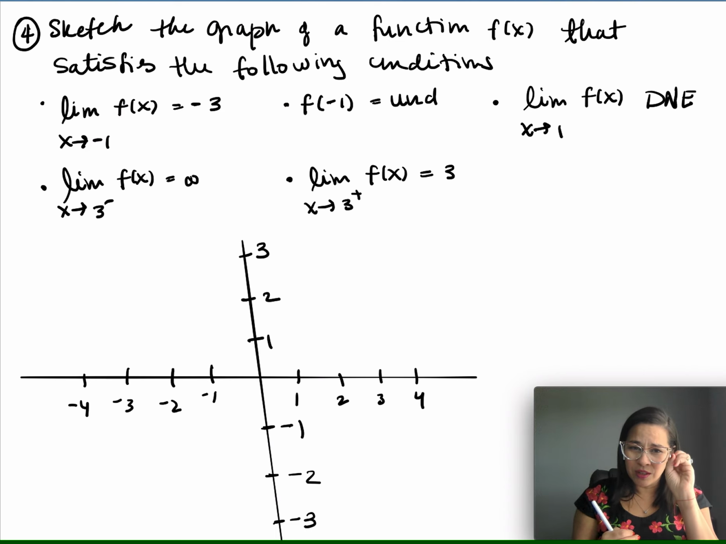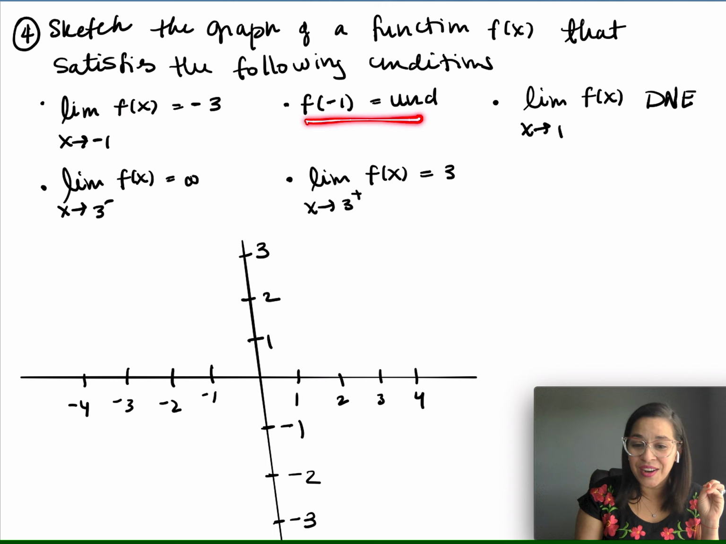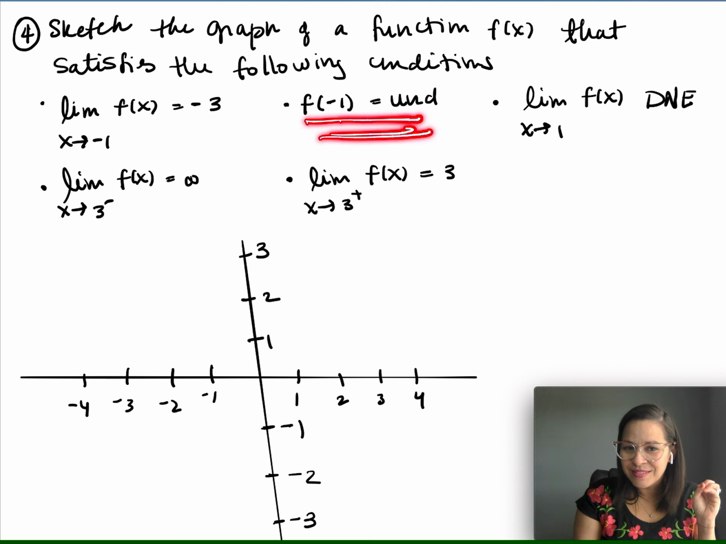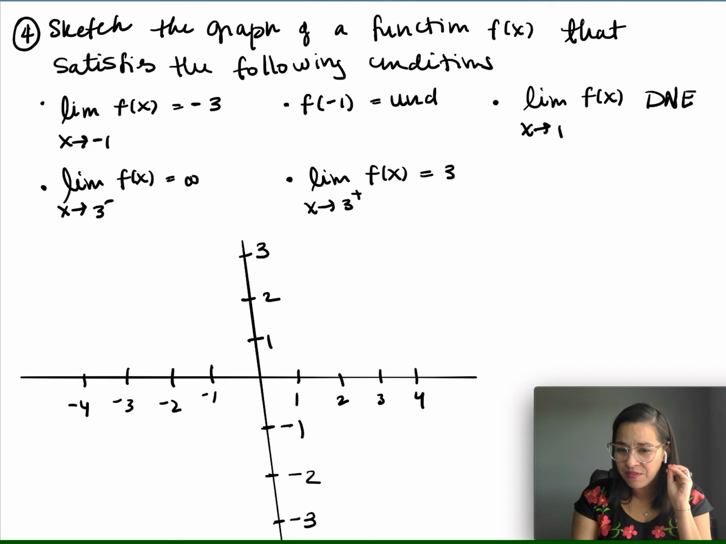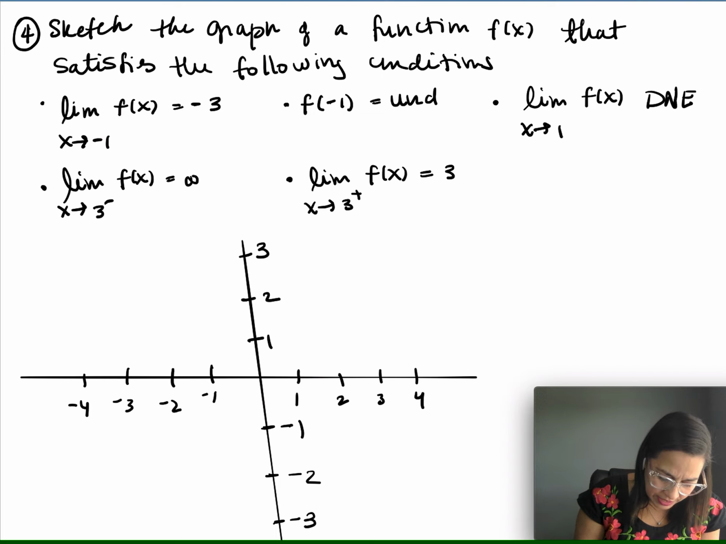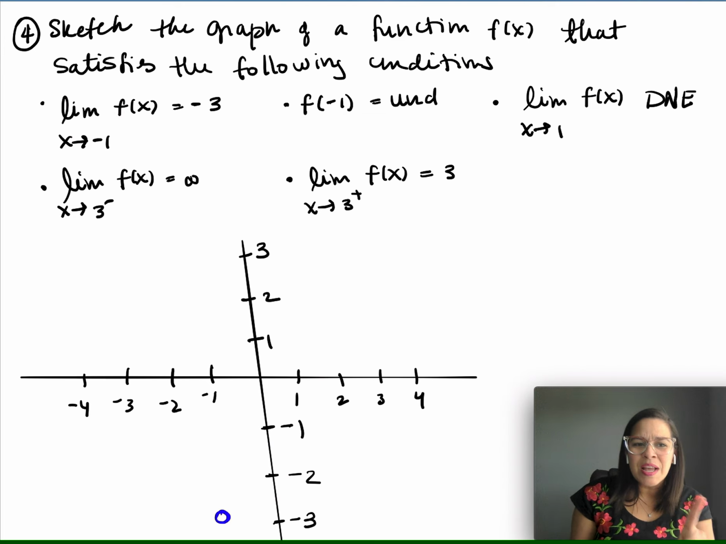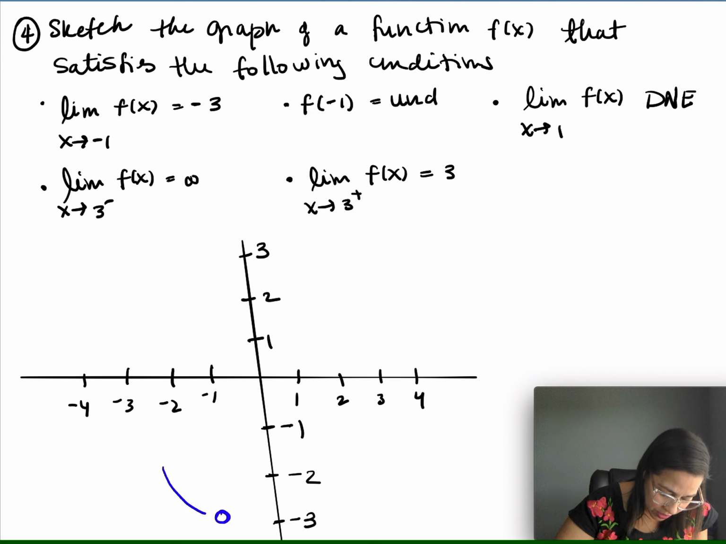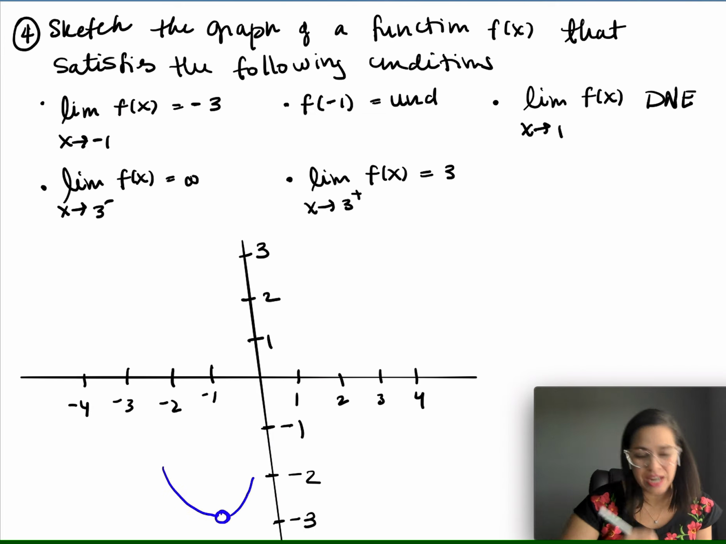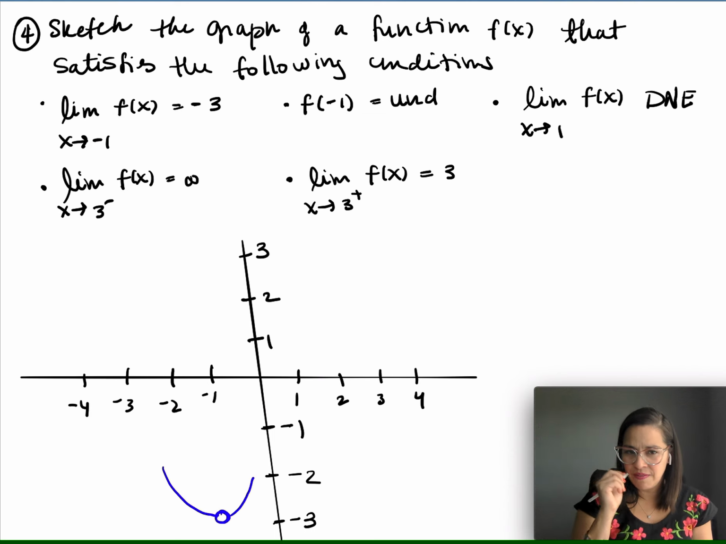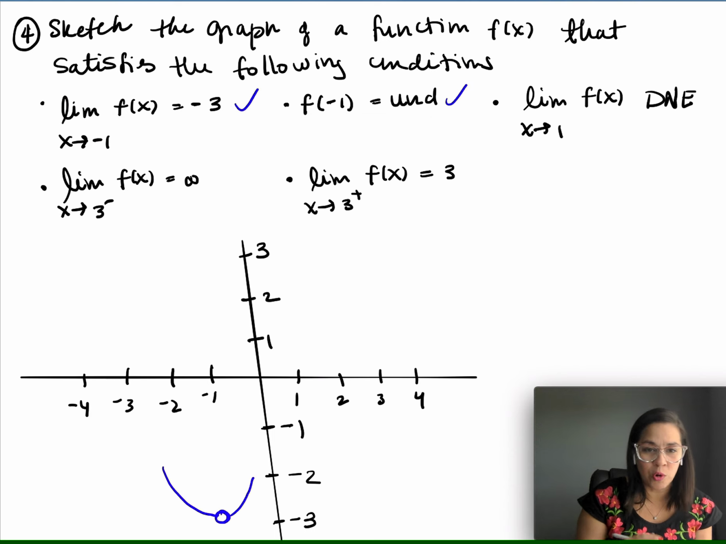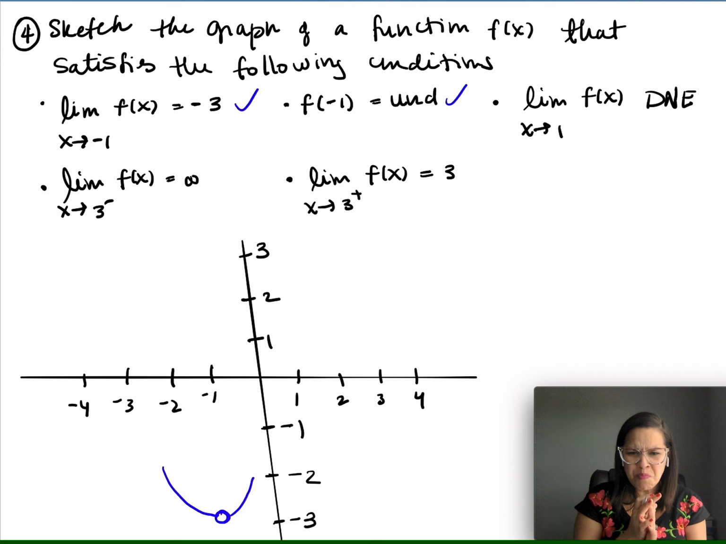However, f of negative 1 is undefined. So I'm going to have an open circle, okay? I'm going to have an open circle at negative 1, negative 3. Does that make sense? One more time. Negative 1, what is it? Negative 1, negative 3 is down here, okay? So the limit as x approaches negative 1 is equal to negative 3. So if I come from the left or from the right, it has to take me to negative 3. But the function is undefined. That's why I'm leaving that open circle. I hope that's clear, okay? Perfect.